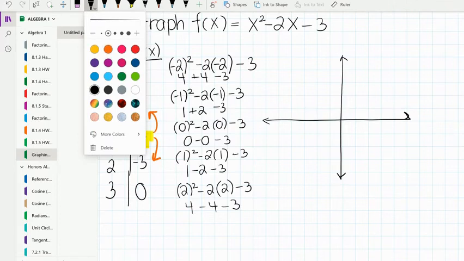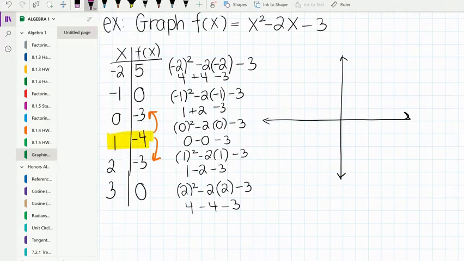So the first number we have is, we could graph (-2, 5) if we would like, but we don't need it. And then (-1, 0), (0, -3), (1, -4), (2, -3), (3, 0). And so we could guess that this one, which is 4, will also be 5. So typically when we graph a parabola, I like us to have 5 points. So that would be recommended.